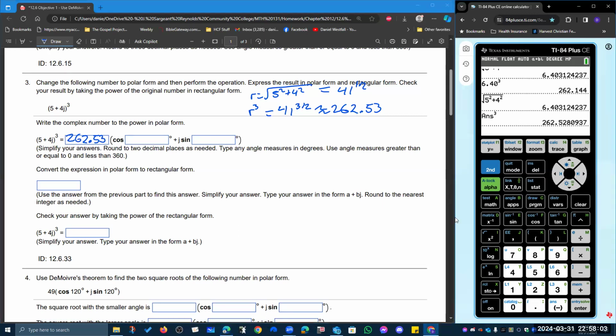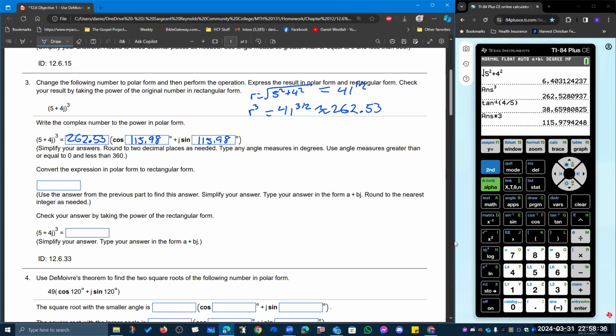So second, arctangent now of 4/5. We are in quadrant 1, so this is going to give me 38.65 something degrees. I'm going to multiply that by 3 to get my n theta, and I get 115.98 degrees. And there we go.